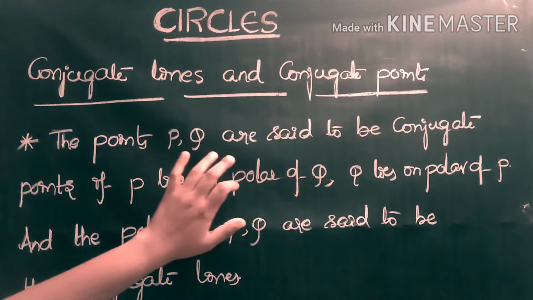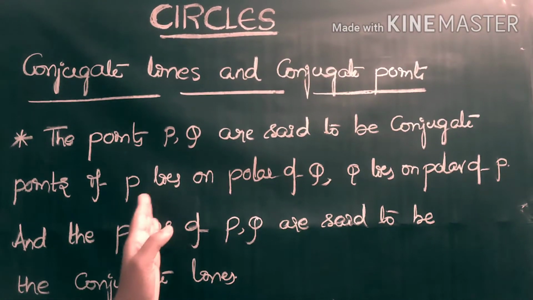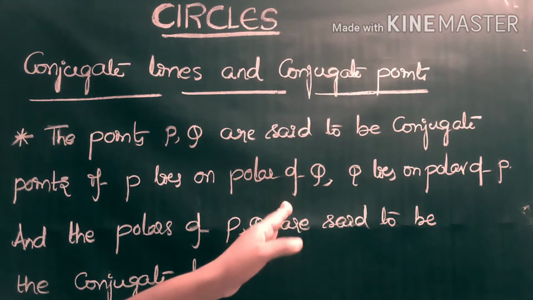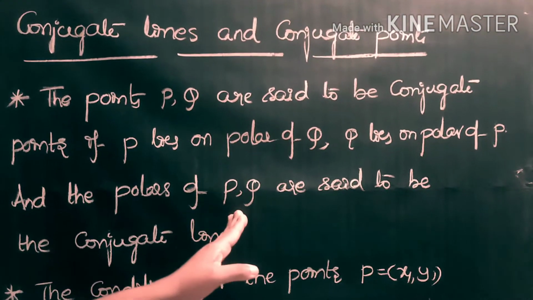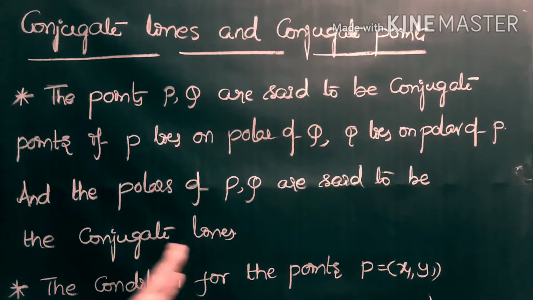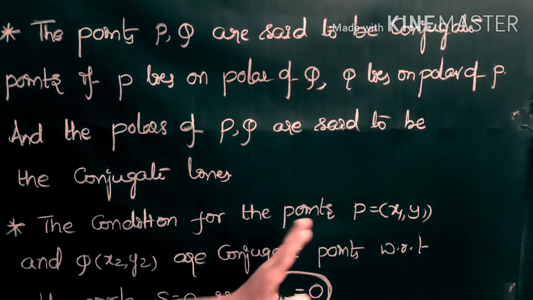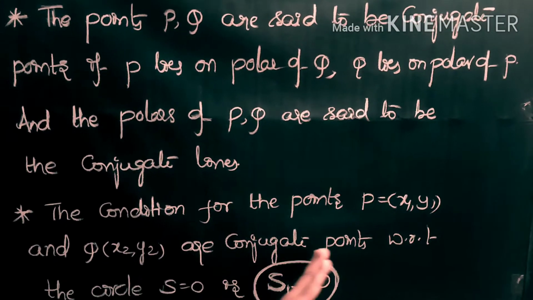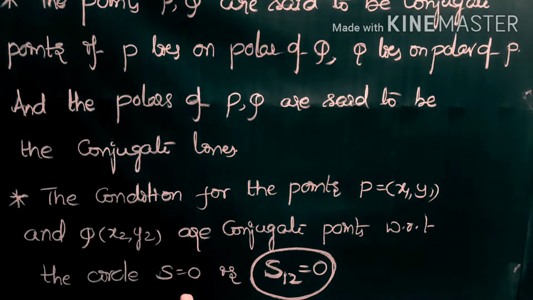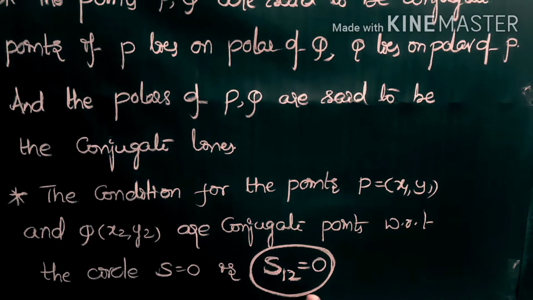The points P, Q are said to be conjugate points if the point P lies on the polar of Q and the point Q lies on the polar of P, and the polars of P, Q are said to be conjugate lines. The condition for the points P = (x1, y1) and Q = (x2, y2) to be conjugate points with respect to the circle S = 0 is S12 = 0.